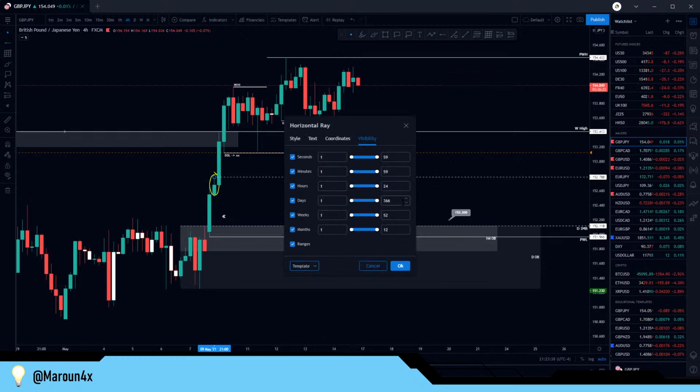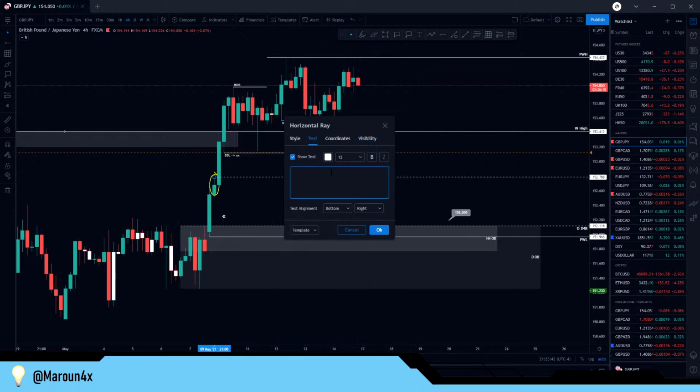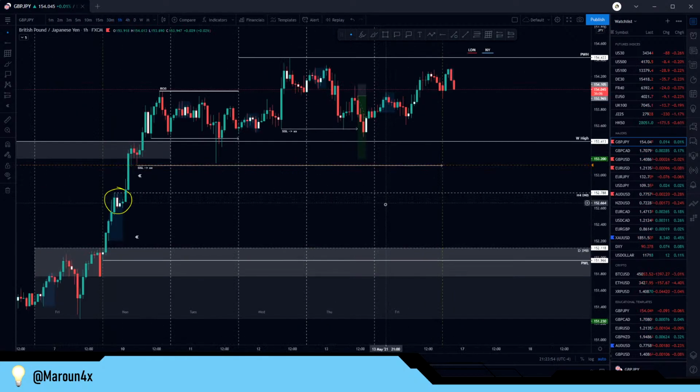So let's identify this as H4 imbalance. Make this 11. 1 hour. We can see how clean this is. I'm gonna keep it as a true order block.